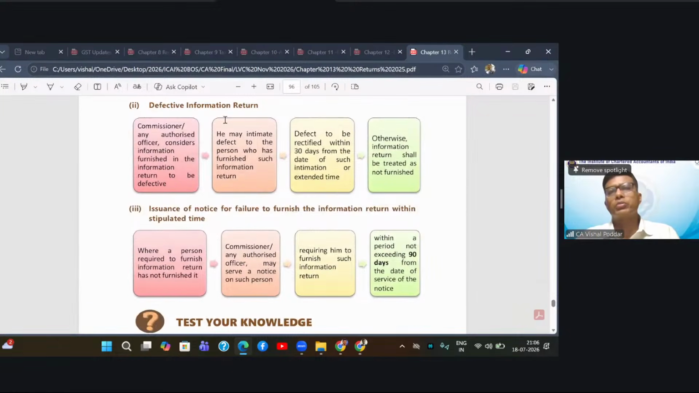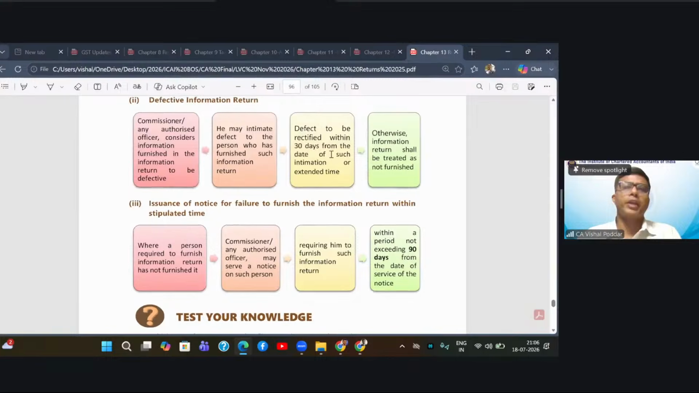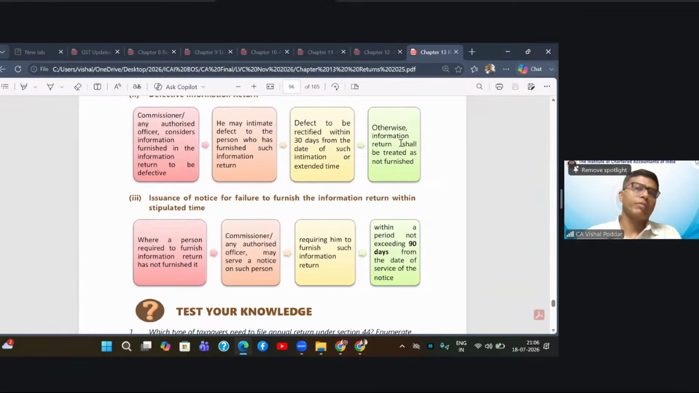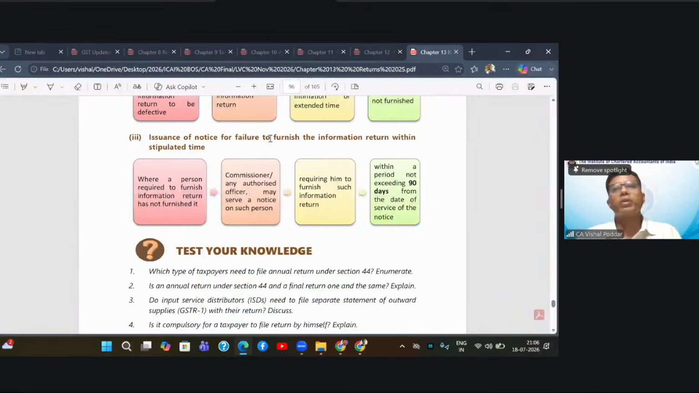Defective information return. The commissioner may authorize officers to consider information furnished in the information return to be defective. The defect will be intimated and this defect has to be rectified within 30 days from the date of intimation. Otherwise, your information return, whatever you have filed, will become null and void. Issuance of notice for failure to furnish the information return. If you have not filed the return, then the commissioner or any authorized officer will send a notice asking you to file the return. And again, within a period of 90 days, you will have to file this return.